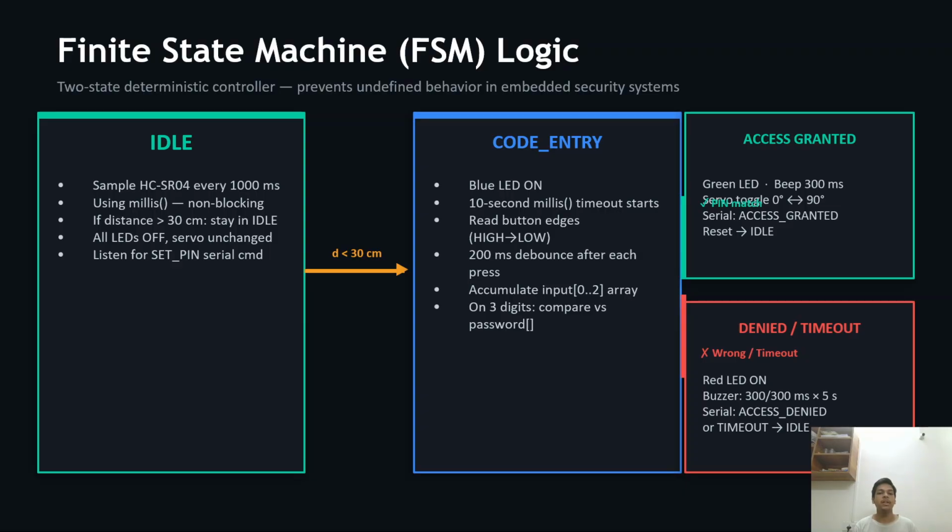The critical implementation detail here is that we don't use delay for the 1 second sampling interval. We use millis. This keeps the loop non-blocking so button reads and serial commands can still be processed in parallel.